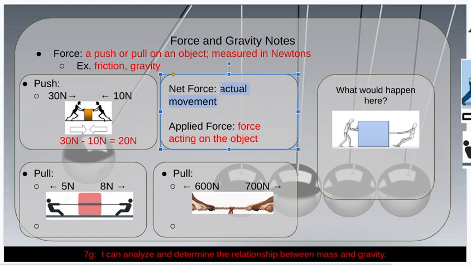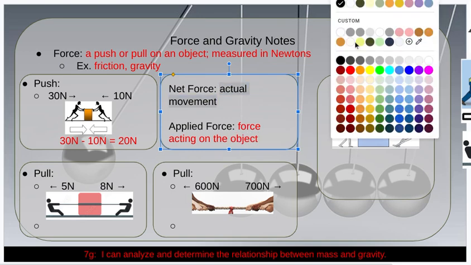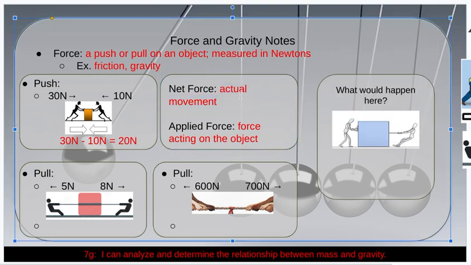So the net force is the actual movement, what's moving. In this case, 20 newtons to the right is the net force; there's 20 newtons of actual movement. The applied force would be all of this together.